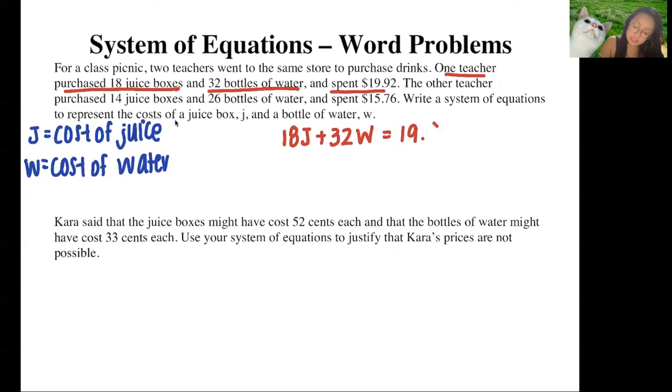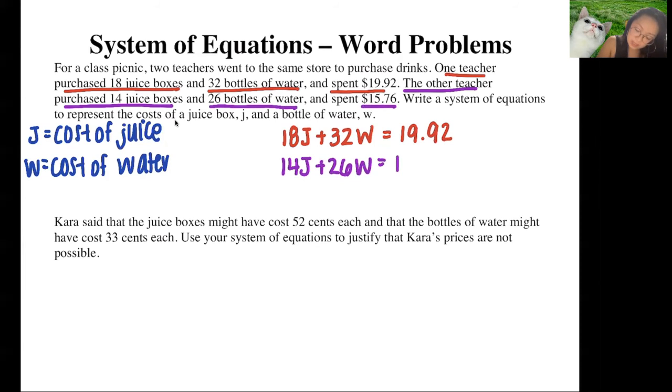That's equal to $19.92. The other teacher purchased 14 juice boxes, so that's 14J, and 26 bottles of water, so plus 26W equals $15.76. That's it. We wrote our system. That's all we need.